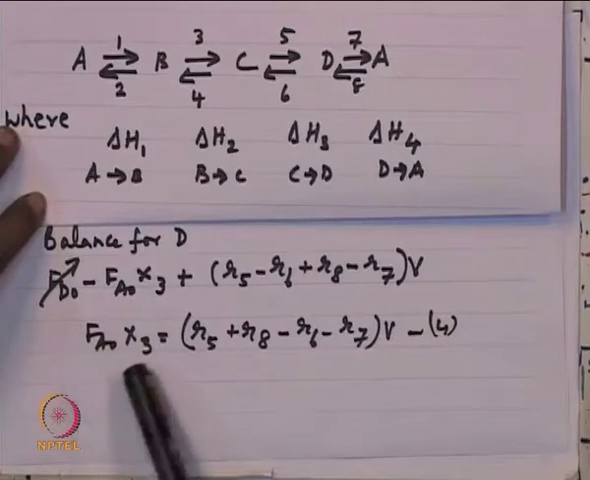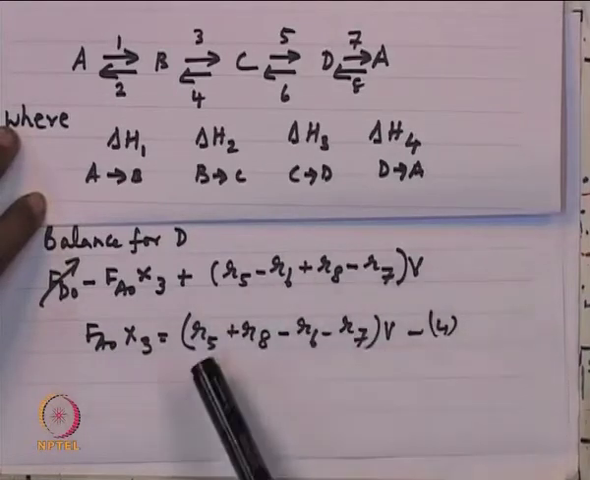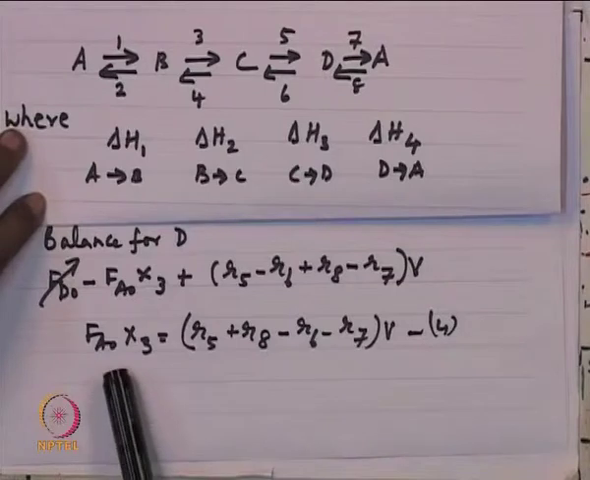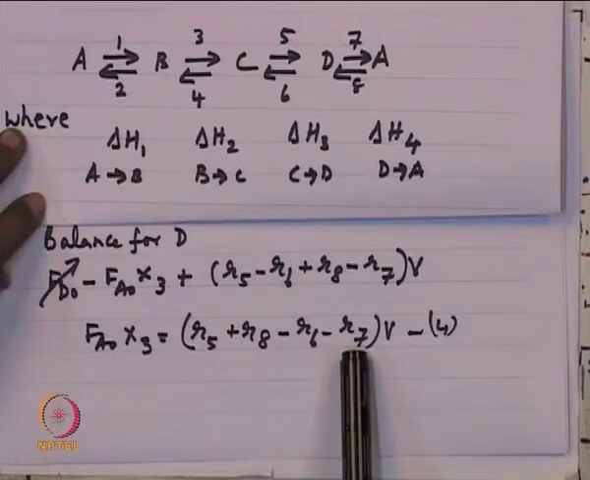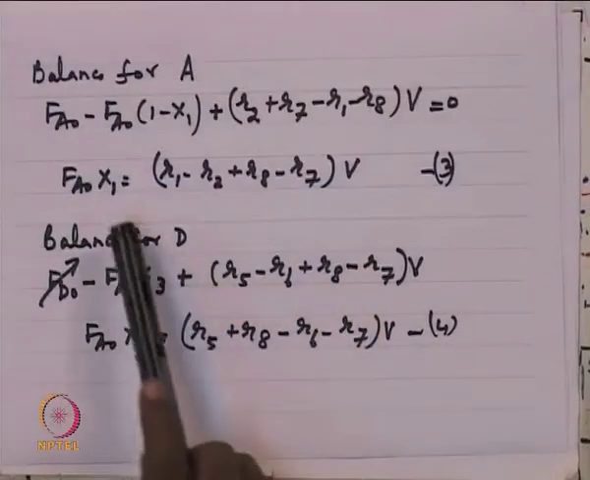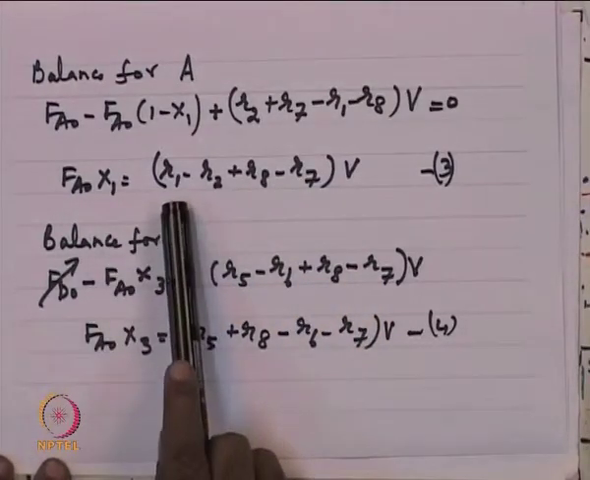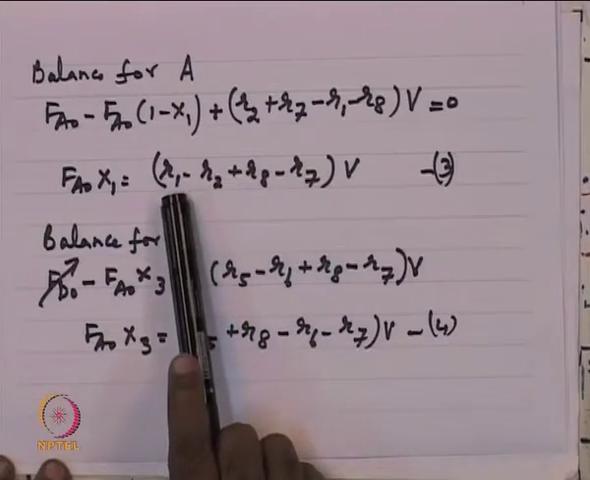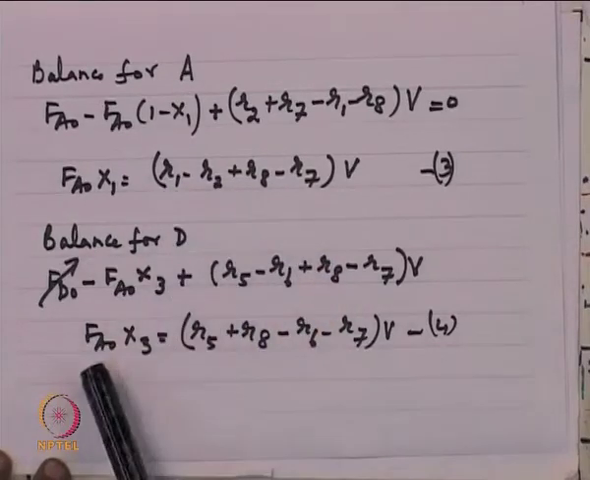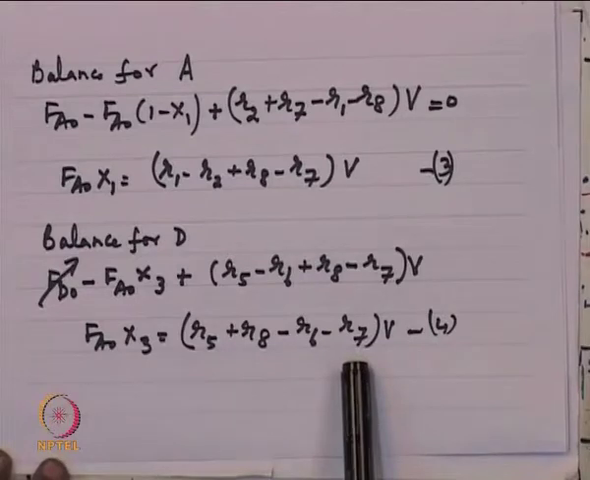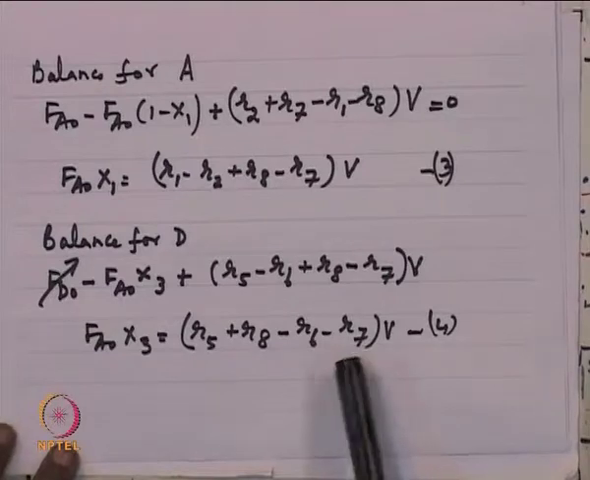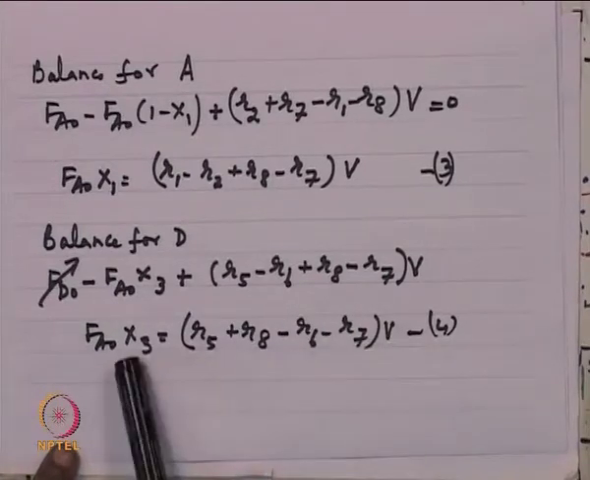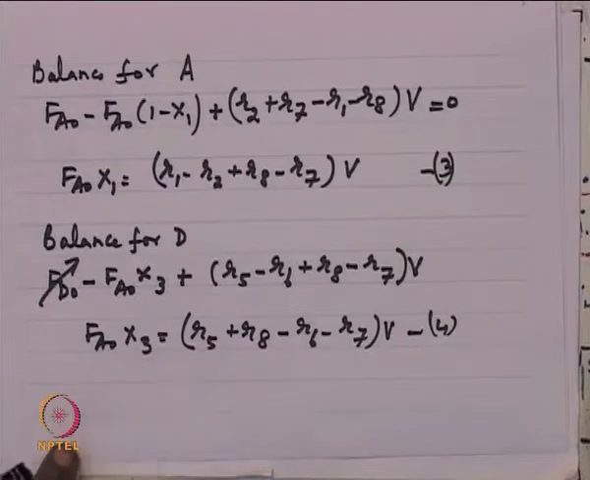So, you get FA0 X3, I have taken it to the right hand side, so that FA0 X3 becomes R5 plus R8, you can see here, minus R6 minus R7. Okay. So, we have written the material balance for A, and found FA0 X1 in terms of all the reaction rate functions. Similarly, FA0 X3 in terms of reaction rate functions. Once again, we recognize that R5, R8, R6, R7 are large quantities, so by themselves are not easy to measure, but the left hand side is measurable. That is the advantage of the procedure.